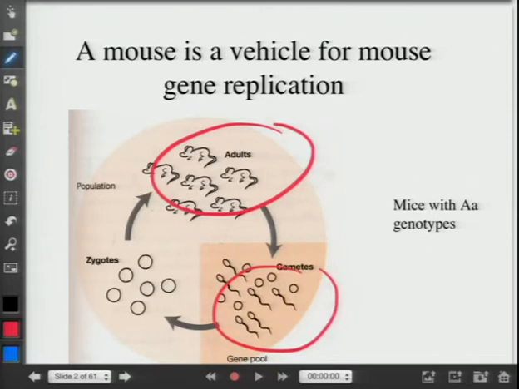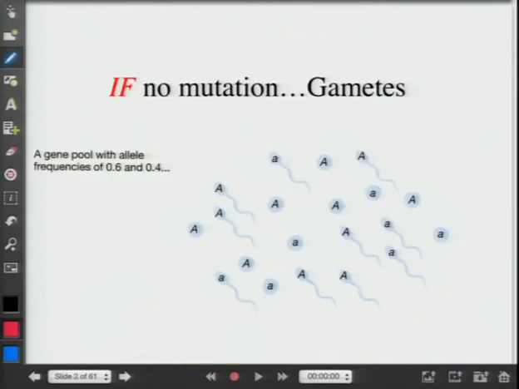So those gametes combine to make zygotes. Those zygotes grow up to become the adult population, right? That's the life cycle that you all know about, but several things can happen at different stages along that life cycle. So that's what we're going to look at here.